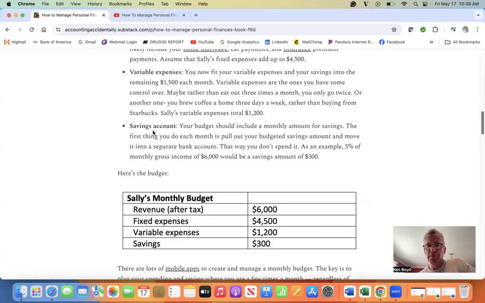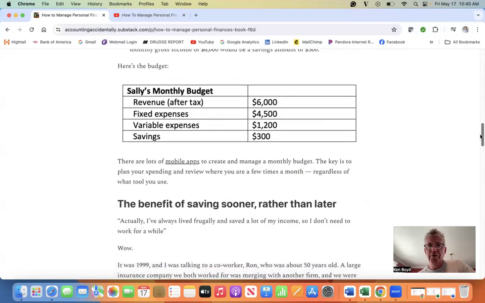The savings account. Your monthly budget should include a monthly amount for savings. And the first thing you do each month is to pull that savings amount out and move it into a separate bank account, like a savings account. That way you don't spend it. As an example, 5% of Sally's monthly gross income, $6,000, is a savings balance of $300. So here's her budget. Revenue $6,000, fixed expenses $4,500, variable $1,200, savings $300.